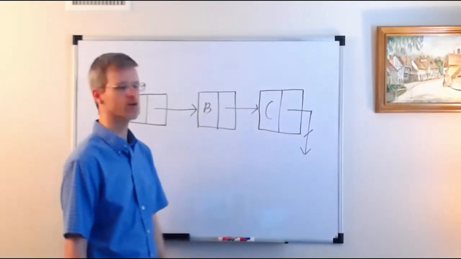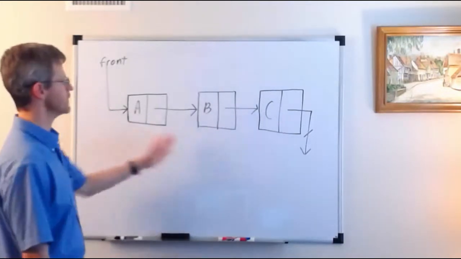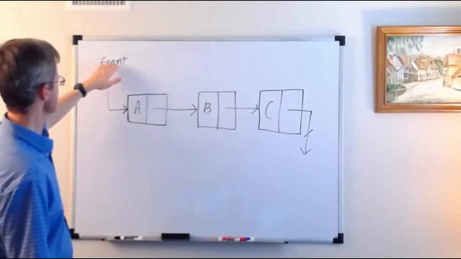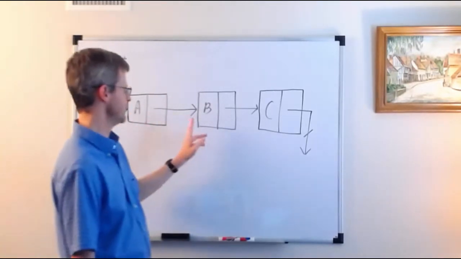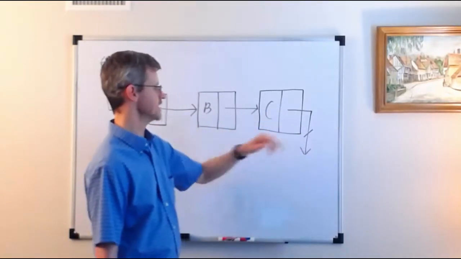So even in Java, where we have references which are safer than pointers per se, we still frequently use the term pointer. So in Java, this front pointer is a reference to the first node. The first node contains a reference to the second node, a reference to the third node. In this case, the third node contains a null reference.